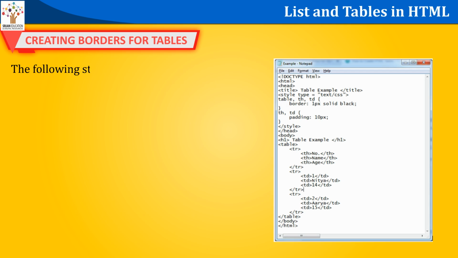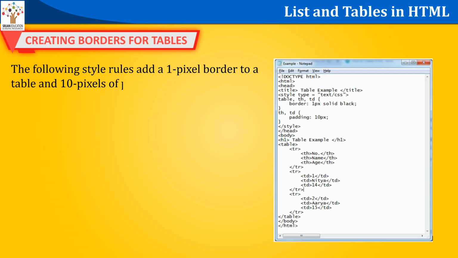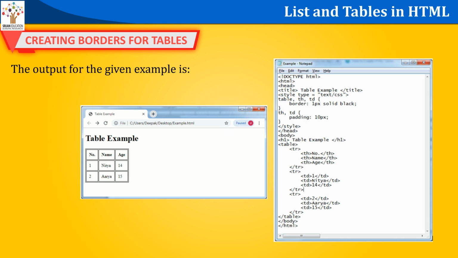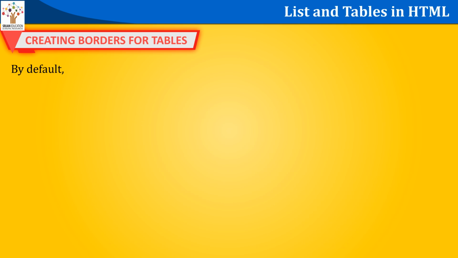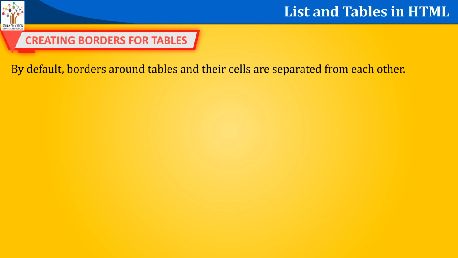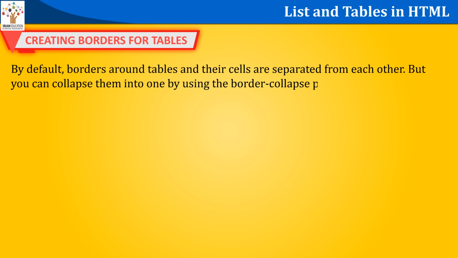The following style rules add a 1 pixel border to a table and 10 pixels of padding to its cells. The output for the given example is: by default, borders around tables and their cells are separated from each other, but you can collapse them into one by using the border-collapse property on the table element.